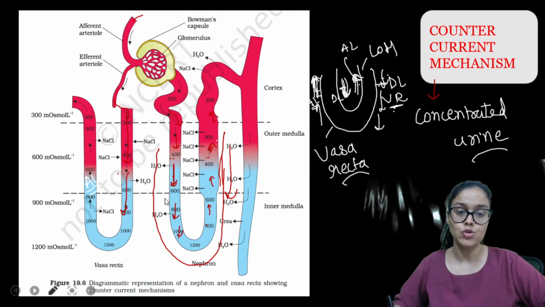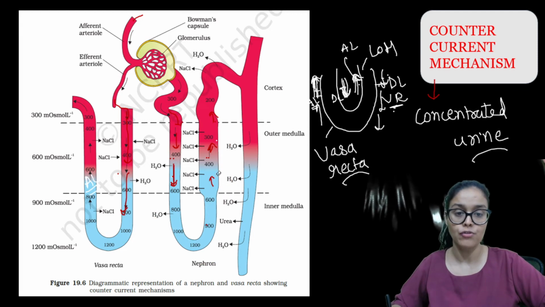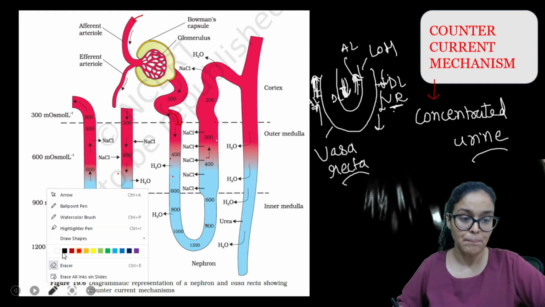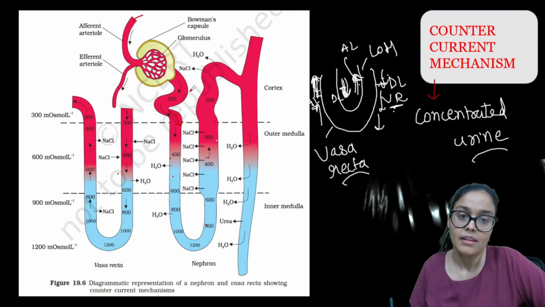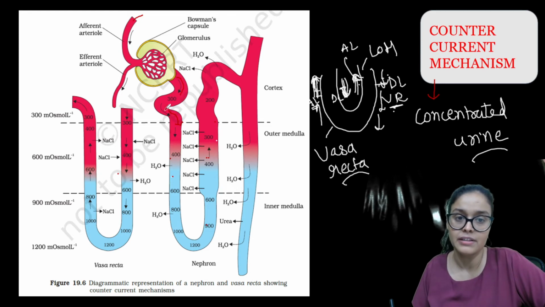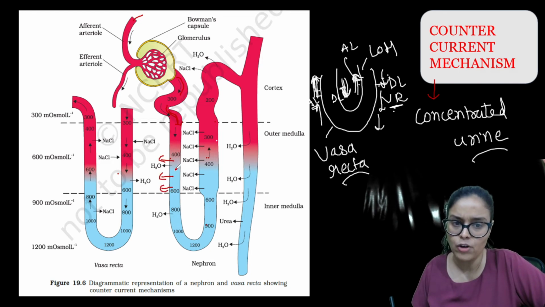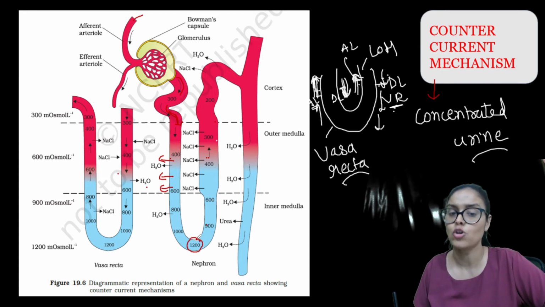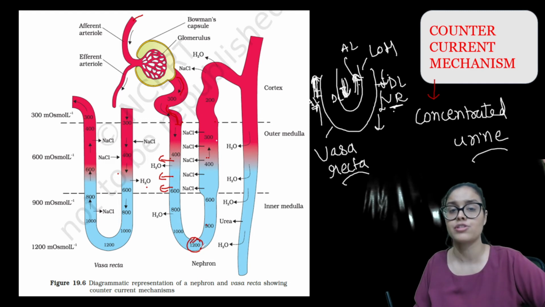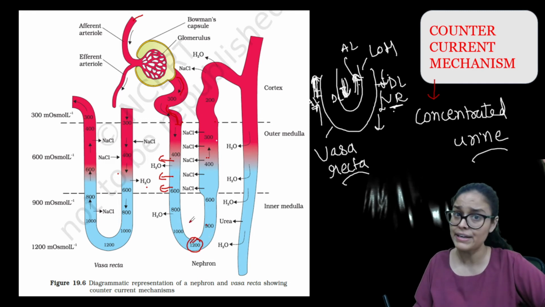Whatever I have taught you so far in the previous classes, previous lectures, now you see. Here, obviously, filtrate is coming in the PCT, many things are reabsorbed and secreted, we know it very well. The descending limb is releasing water outside into the medulla, so obviously the descending limb becomes highly concentrated, solute is increasing inside it. Hence the descending limb is the concentrating limb.